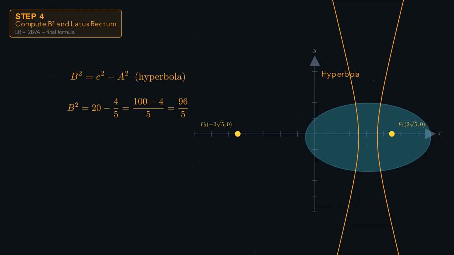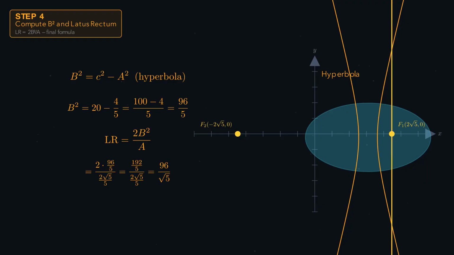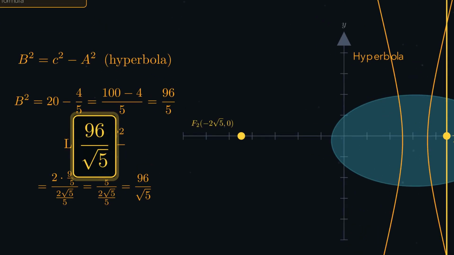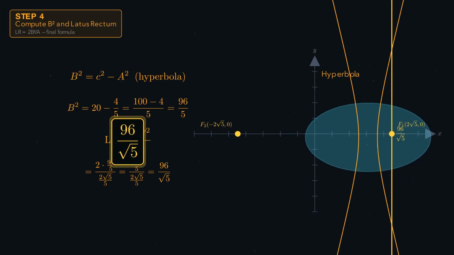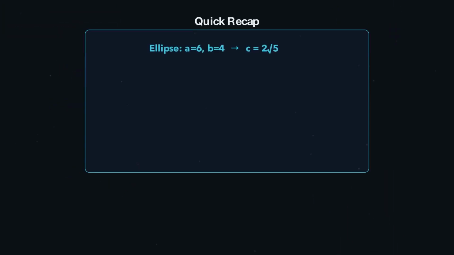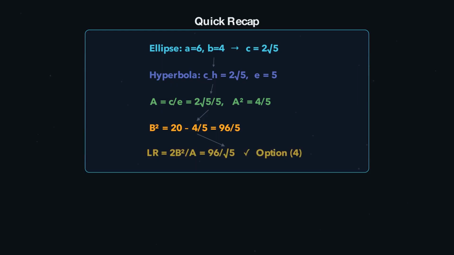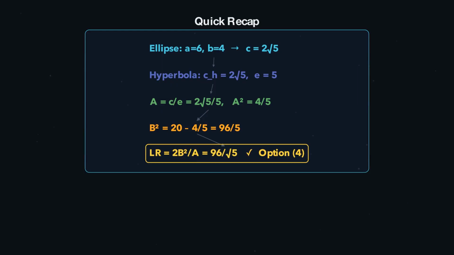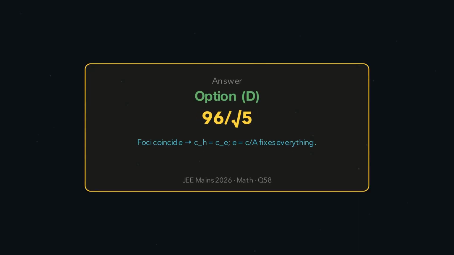For a hyperbola, b squared equals c squared minus a squared. Notice this is the opposite sign from the ellipse. Here, that gives 20 minus 4/5, which equals 96 over 5. Now, the latus rectum is simply 2 times b squared over a. Substituting our values, 2 times 96 over 5, divided by 2 root 5 over 5. The 5's cancel beautifully, and we get 96 over root 5. That's option 4. The answer is 96 over root 5.